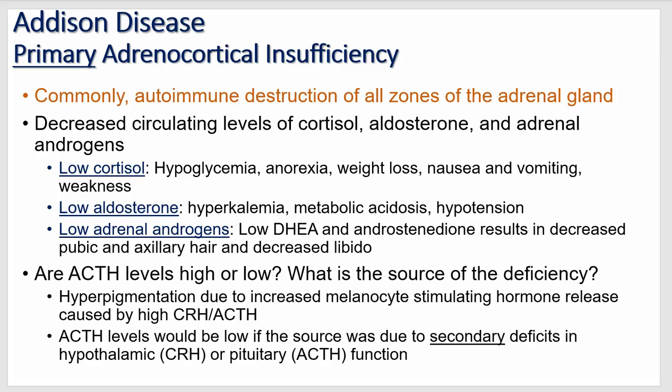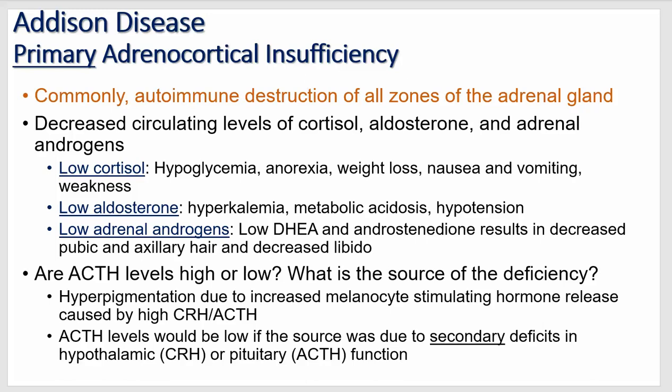If it's low aldosterone, then you're going to have what we were looking at earlier: hyperkalemia, because you're not going to get rid of that potassium, metabolic acidosis, because you're not secreting hydrogen. Remember, that's the other function of aldosterone. And then hypotension because you're not reabsorbing the sodium. It's interesting how we can predict a lot of these symptoms, and then look at the symptoms and say, maybe this is an adrenal problem. Low adrenal androgens, so low DHEA and androstenedione, result in decreased pubic hair and axillary hair and decreased libido.